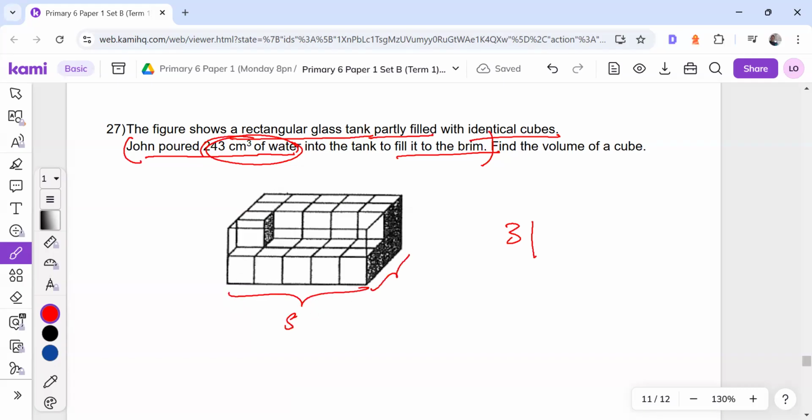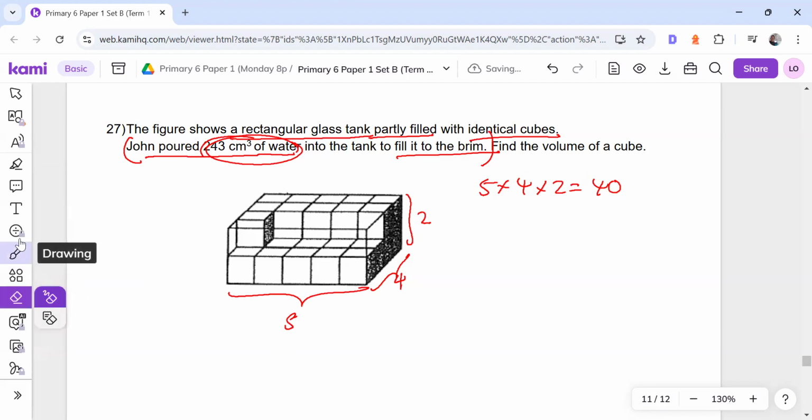5, then here 4, and then here 2. So 5 times 4, 20. 20 times 2, 40. Let's write down. Okay, 5 times 4, 20. 20 times 2, 40. So there's a total of 40 cubes that the glass tank can contain all together.